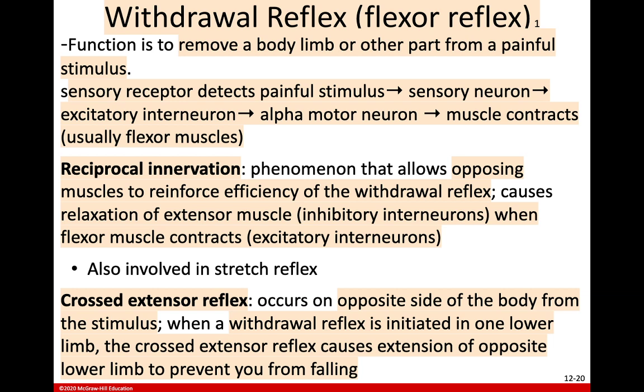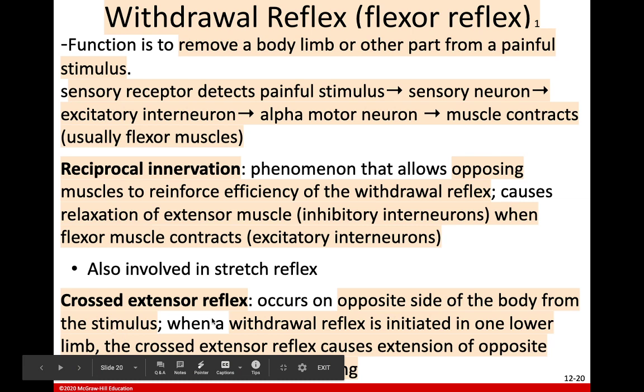On the opposite side of the body, if we are going to activate our withdrawal reflex in our right leg, let's say, if we withdraw that right leg, we also need to activate the muscles in that left leg to hold us up. Because when we withdraw that right leg, if we don't activate those left leg muscles, we're going to fall down, which could produce harm. So at the same time that our right leg is stimulated to withdraw, our left leg muscles will be stimulated to contract so that we can hold ourselves up with that other leg. So that's what we're talking about with the crossed extensor reflex.